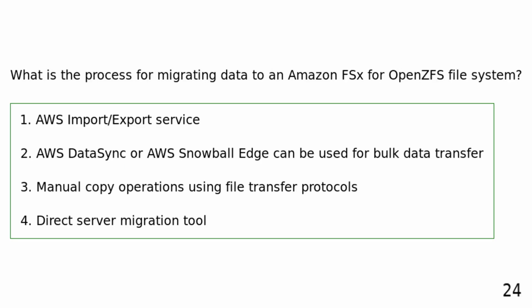What is the process for migrating data to an Amazon FSx for OpenZFS file system? AWS Import/Export Service. AWS DataSync or AWS Snowball Edge can be used for bulk data transfer. Manual copy operations using file transfer protocols. Direct server migration tool.